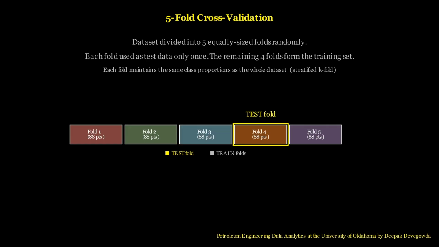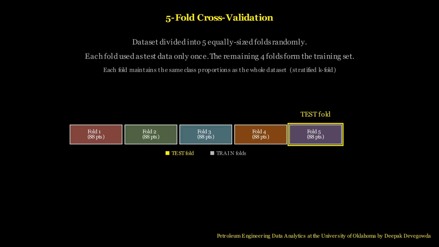Repeat this again with fold 4 being test data. And finally, we have fold 5, which is going to be our test data, and the remaining folds, which are folds 1, 2, 3, and 4, comprising 80% of the data being our training data.